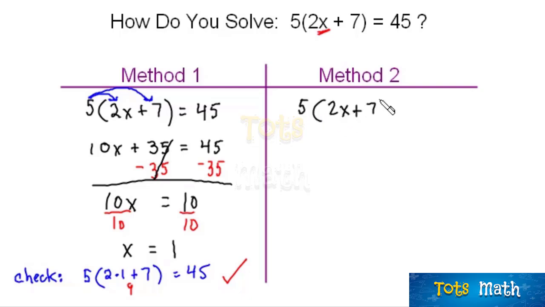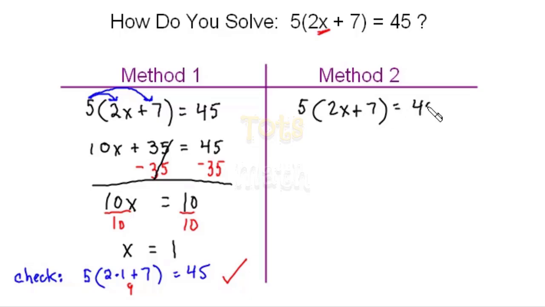Now I'll show you another method. We'll start with the original equation. 5 times the quantity 2x plus 7 equals 45. This time, instead of using the distributive property to remove the parentheses, I'm just going to divide each side of the equation by 5.